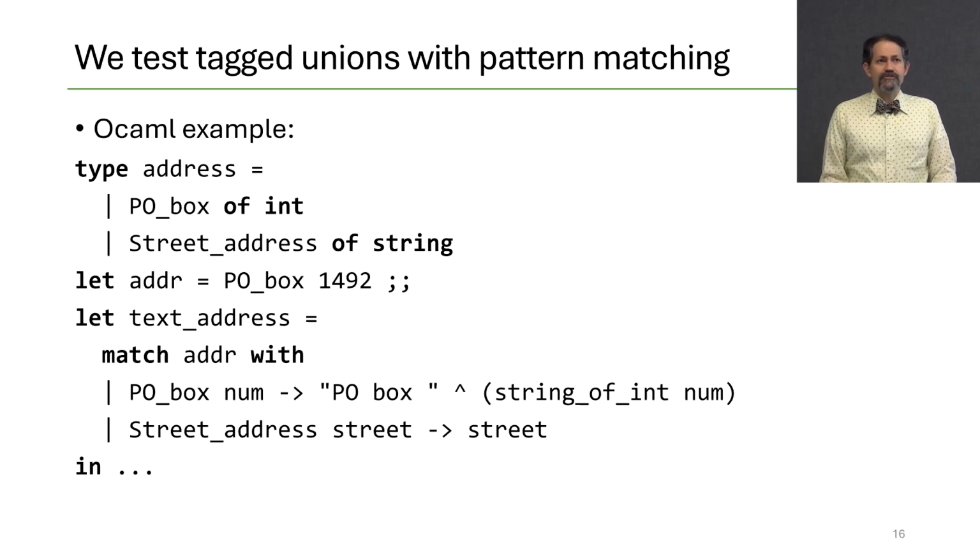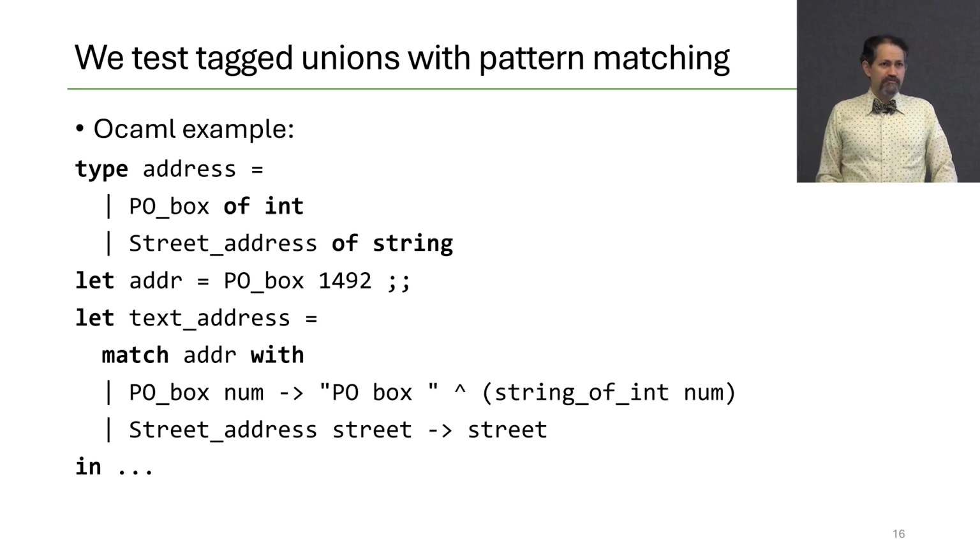Let's see how tagged unions can be tested with pattern matching. In OCaml, we have our type address, as I showed you before, and then we can create an address by using the PO box constructor with the integer that goes into the data. So that fourth line is assigning into adder an address that happens to be a PO box. And so the runtime will keep track of a tag saying, hey, it's the PO box and not the street address. Later on, we can get the text from this address, and we can do a matching.